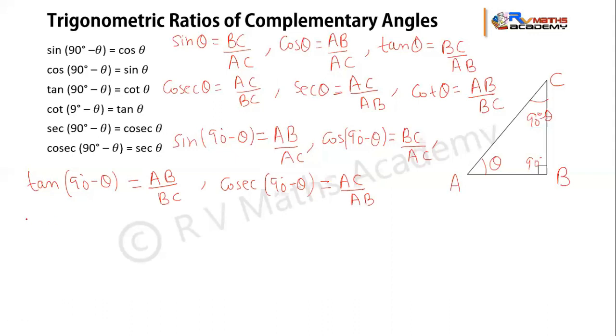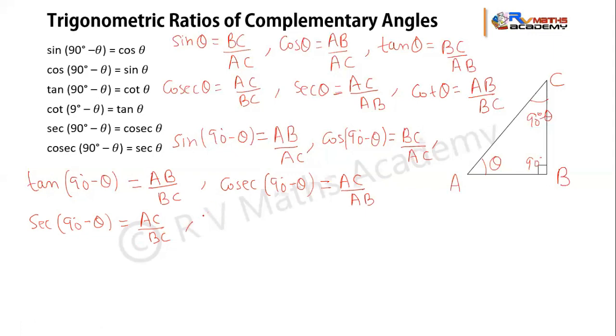Now we can write sec 90 degree minus theta. Now sec is the reciprocal of cos. So we can write it as AC upon BC, because cos 90 degree minus theta is BC upon AC. So sec 90 degree minus theta is equal to AC upon BC.